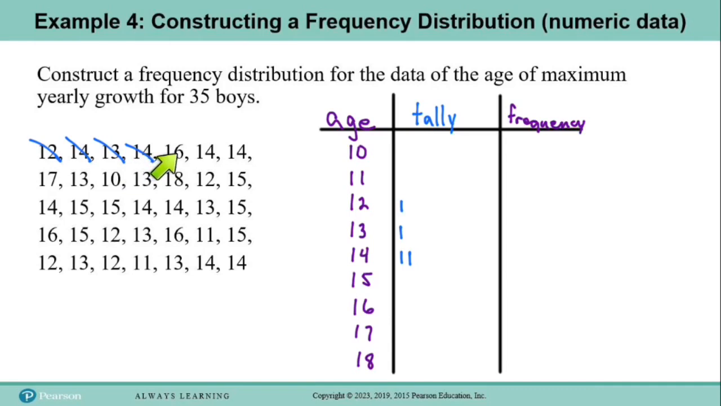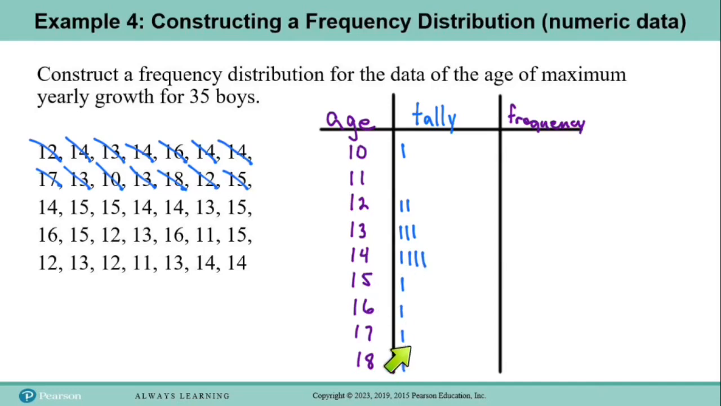Then do the same thing for the next number, which is a 16, a 14. So now we have 3 14s. Now do the same thing for the next 14. And on the next row, we have a 17, a 13, a 10, another 13, 18, 12, 15. Okay, so you can see where we are here. Now the next number is a 14. We've already got 4 14s.